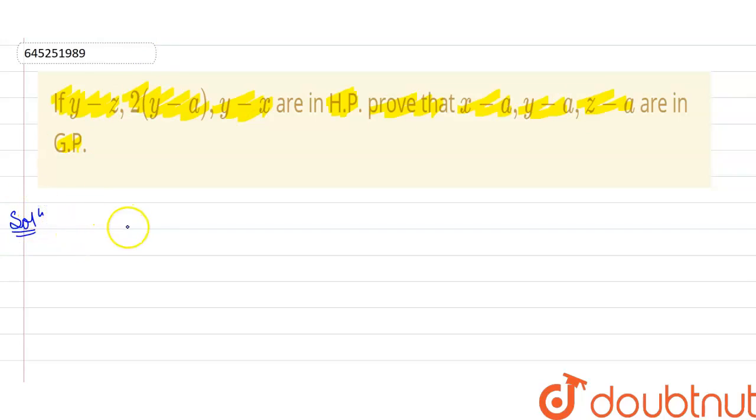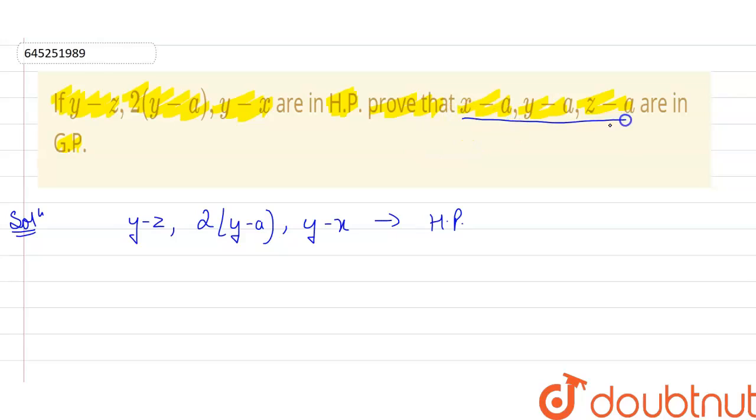So what the question is saying is that my three terms are y minus z, next one is 2 times (y minus a), and the last one is y minus x. They are all in HP. If they are in HP, then we have to prove that these terms should be in GP.